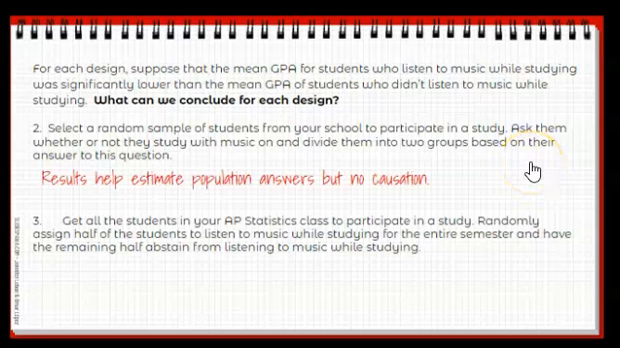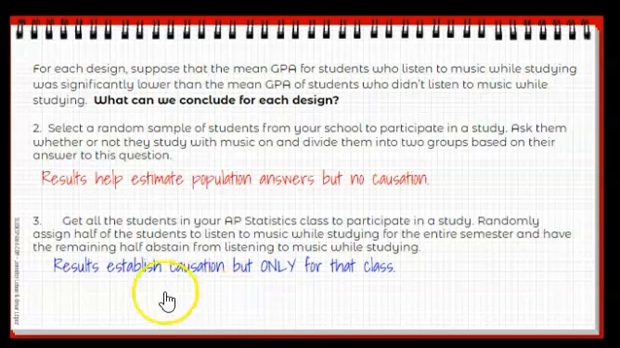Number 3. Get all the students in your AP class to participate in a study. Randomly assign half the students to listen to the music while studying for the entire semester, and have the remaining half abstain from listening to music while studying. Okay, all students in the AP class means it's not random, so it's not going to apply to the whole population, but I did randomly assign the treatments. So I can make a causation conclusion, but I can't draw it to the whole class. So establish causation, but only for that class.